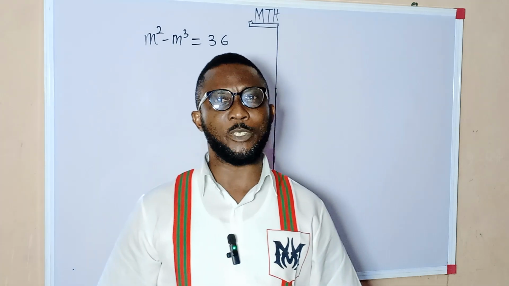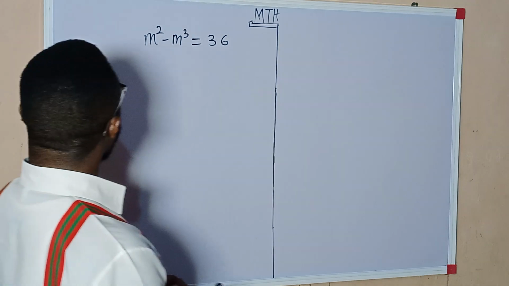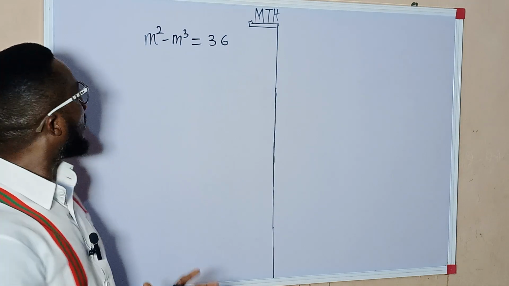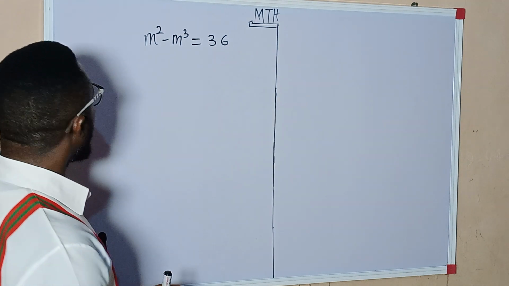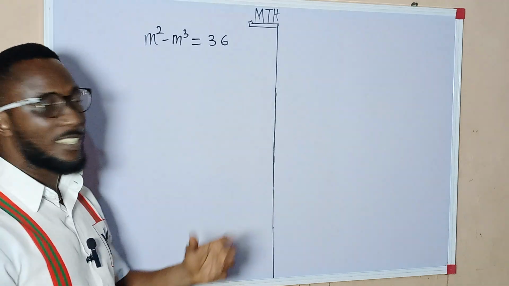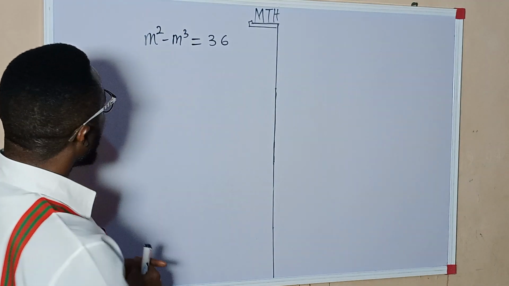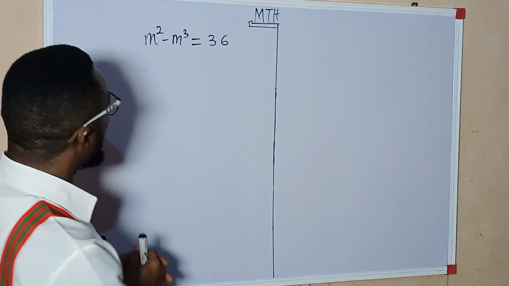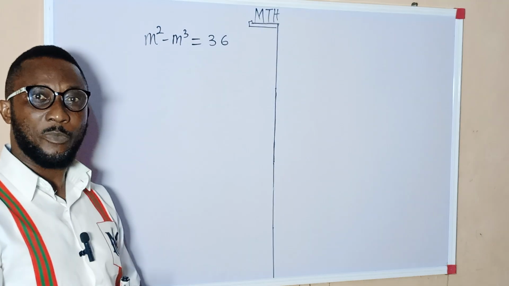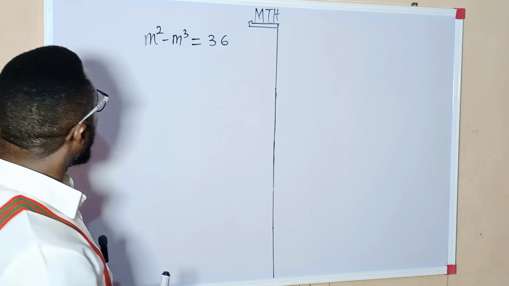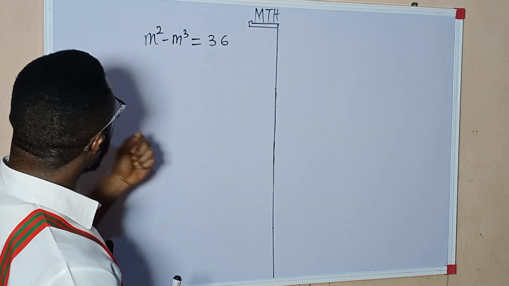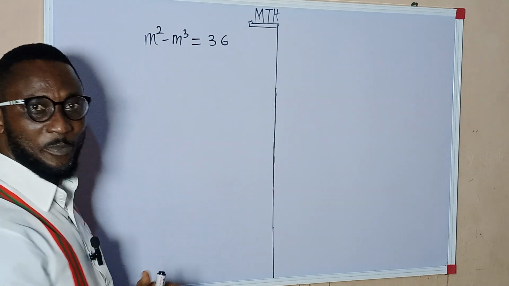Let's take a look at the problem on the board. So here, guys, we have an interesting cubic polynomial: m squared minus m cubed equals 36. As you can see, this is intentionally made like this because it's an entrance examination problem. It's actually a Harvard entrance exam math problem.